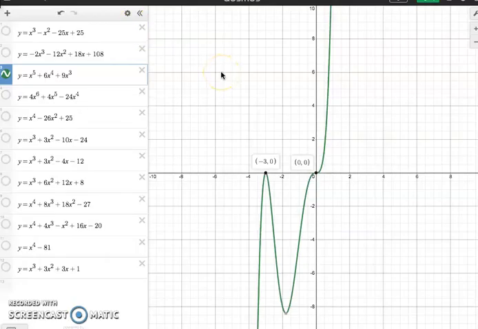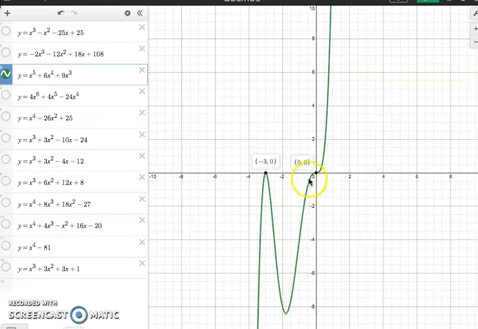Alright, so I'm in Desmos. Here's my equation right here. I can see that I do have 2 x-intercepts of negative 3 and 0, because remember, even though we have 5 zeros, I may actually only see 2 x-intercepts. We said negative 3, since it had an even multiplicity, would just come up and touch the x-axis, which it does. Then it goes down and comes back up to the 0.